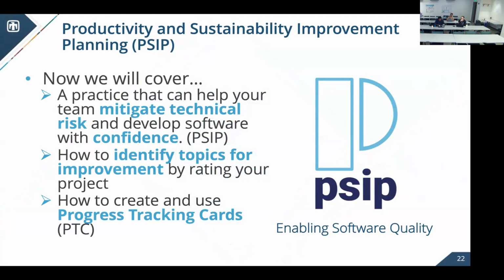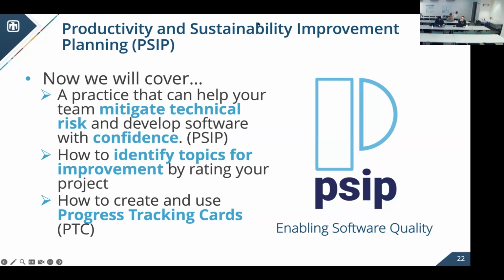for software process improvement that we developed for use with projects, particularly in the context of the US Exascale Computing Project, working with many different projects across the ECP in many different domains of science and engineering to help them improve how they develop their software. PSIP is meant to help you mitigate technical risk, know where you're going and how to manage that, how to identify topics for improvement on your project, and then how to create and use progress tracking cards, which are really the core of the PSIP method or toolkit, which we're going to explore today.